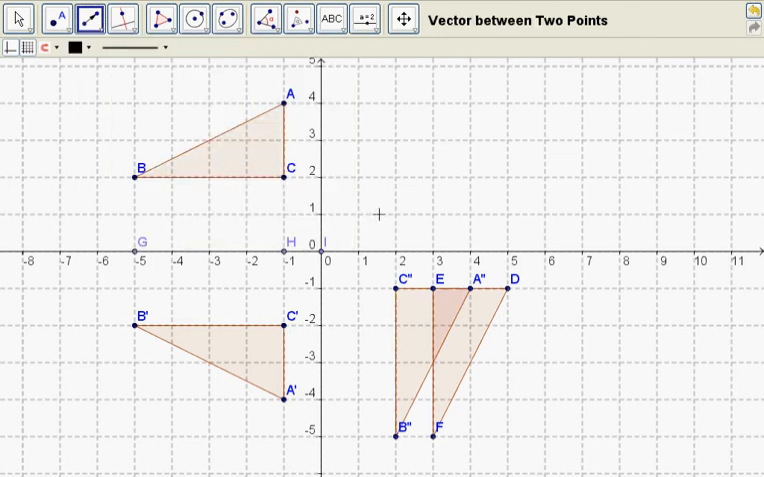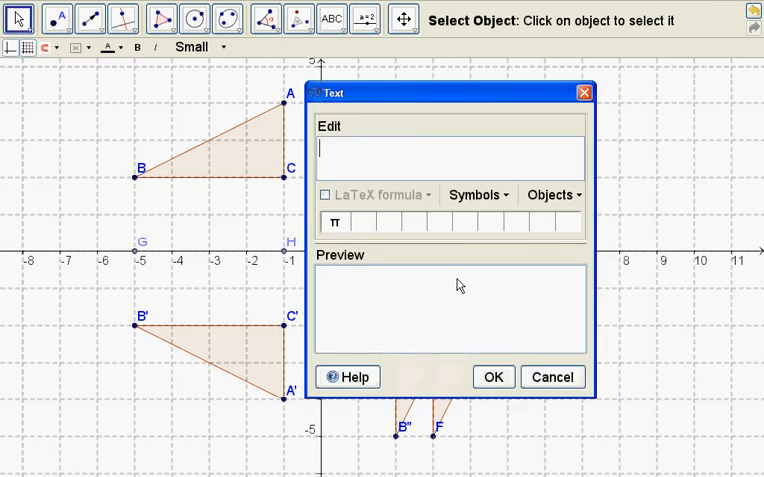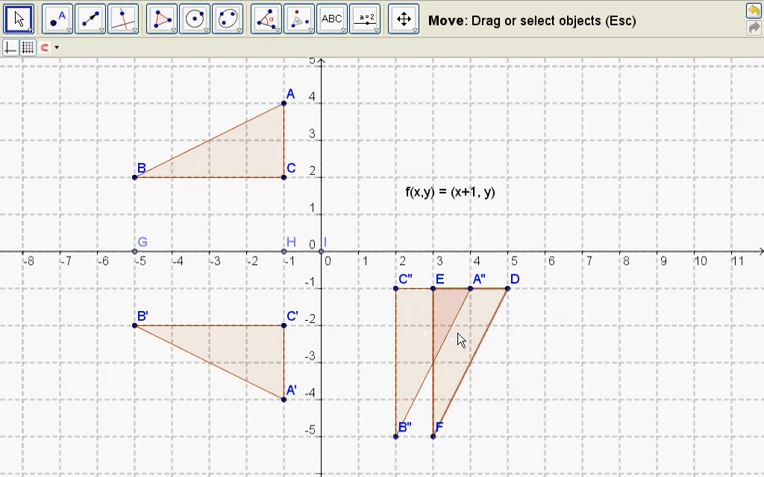You don't need to use vectors to translate yourselves, but in GeoGebra, that's how it's done. And I hope you can see that I only need to move this one to the right. To write this translation, I would write something along the lines of f of x, y equals x plus 1, y. So I'll write that out. f of x, y equals x plus 1, y. So that's the translation that we're performing.